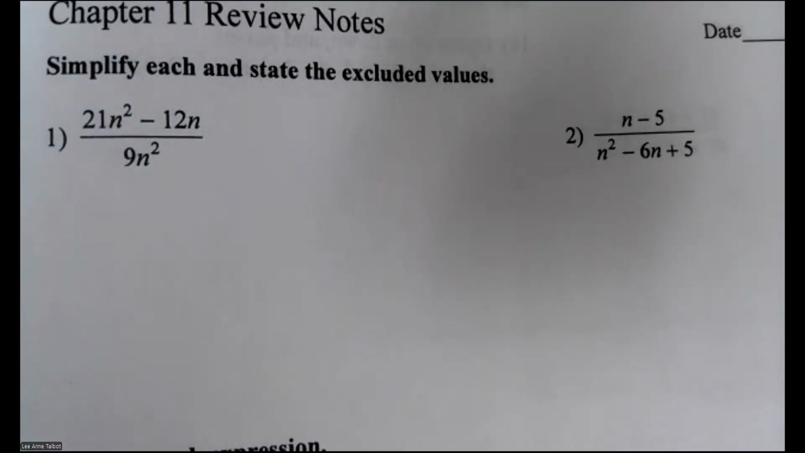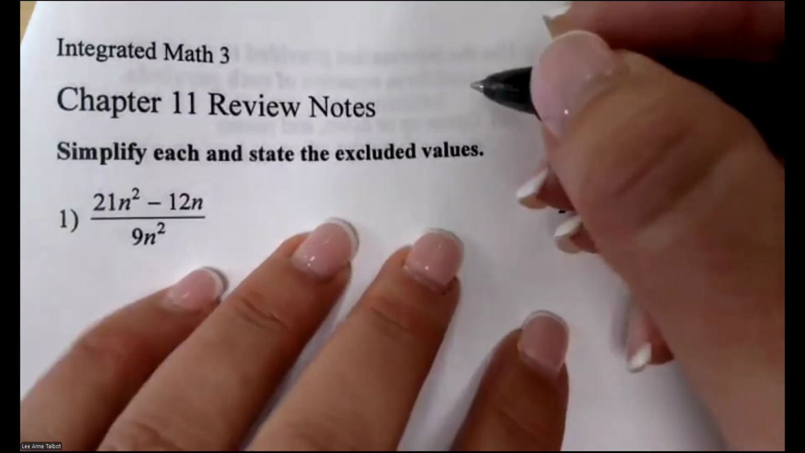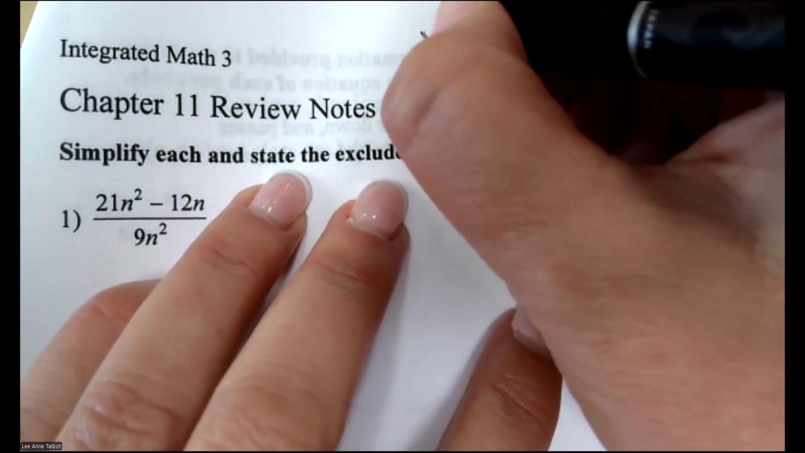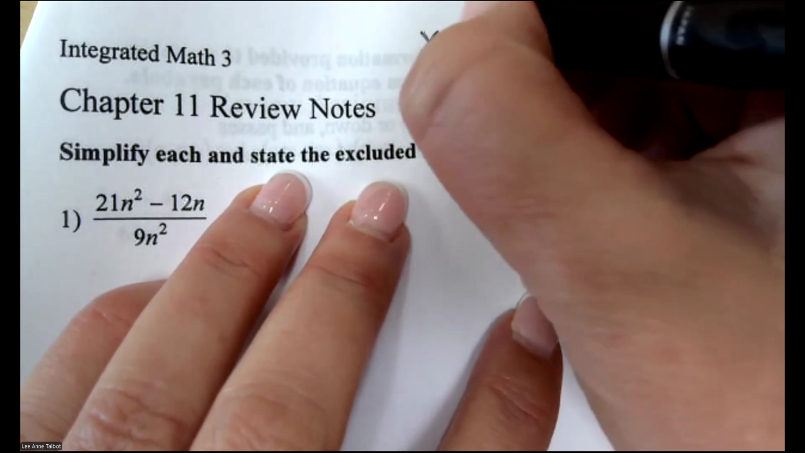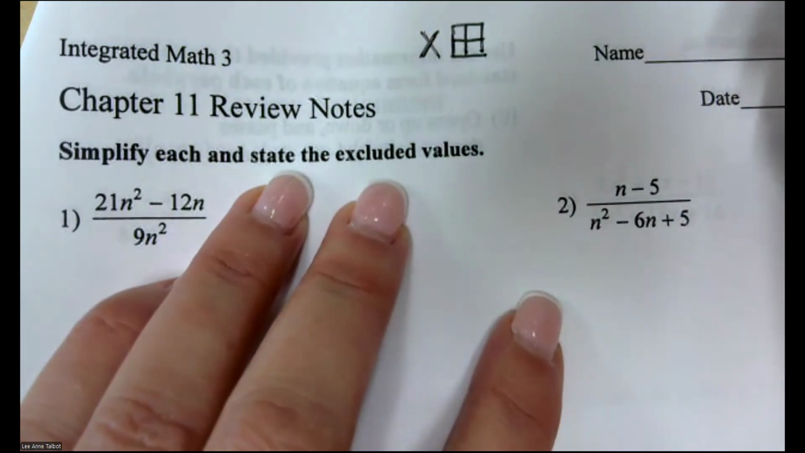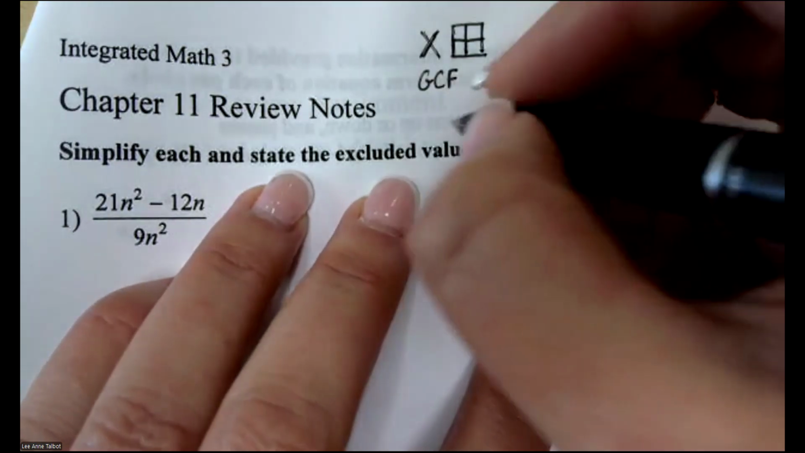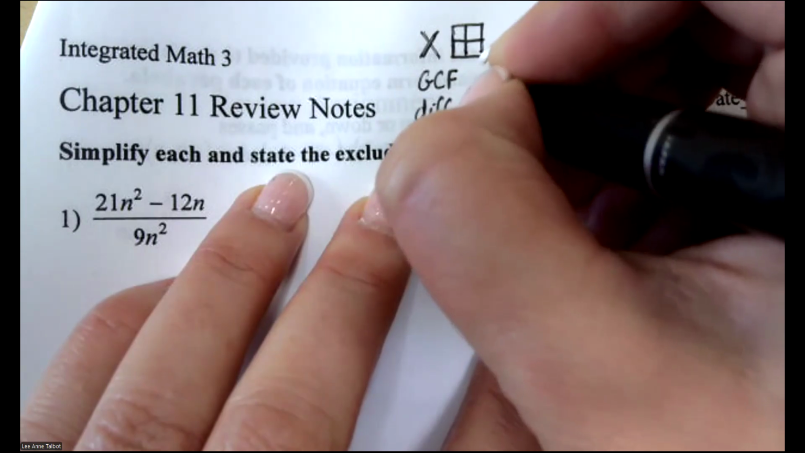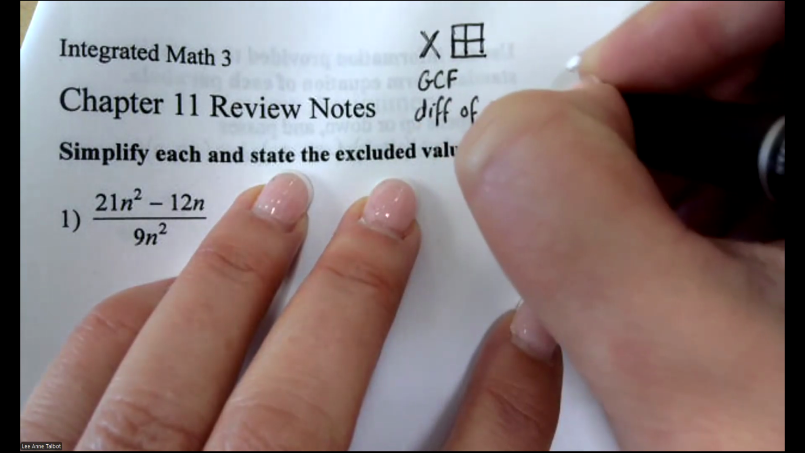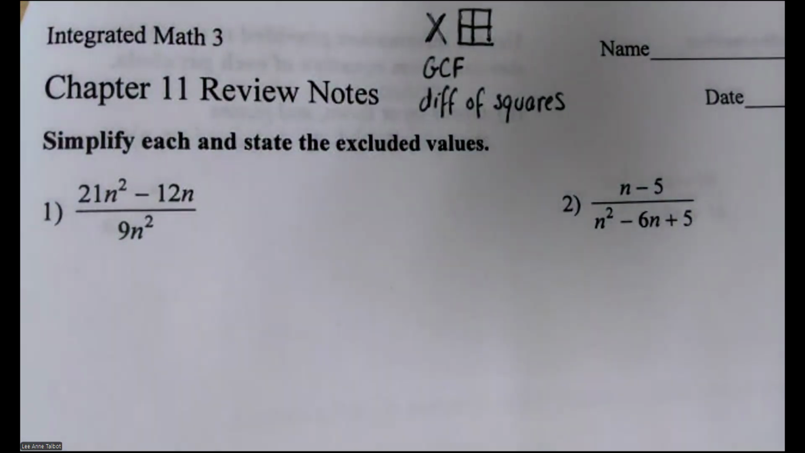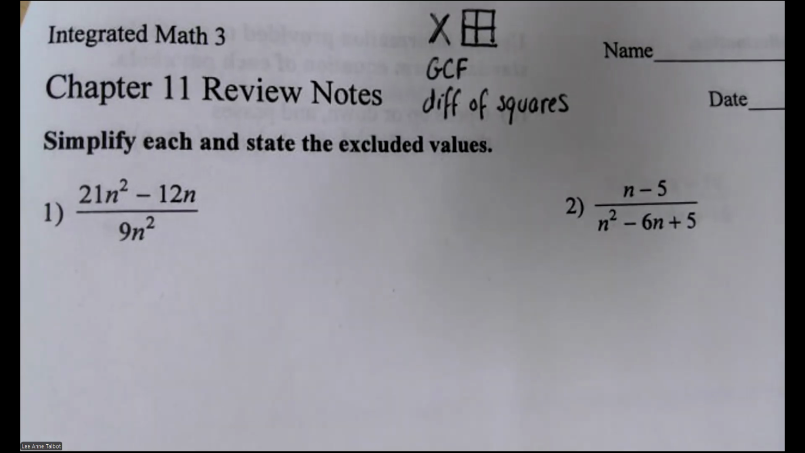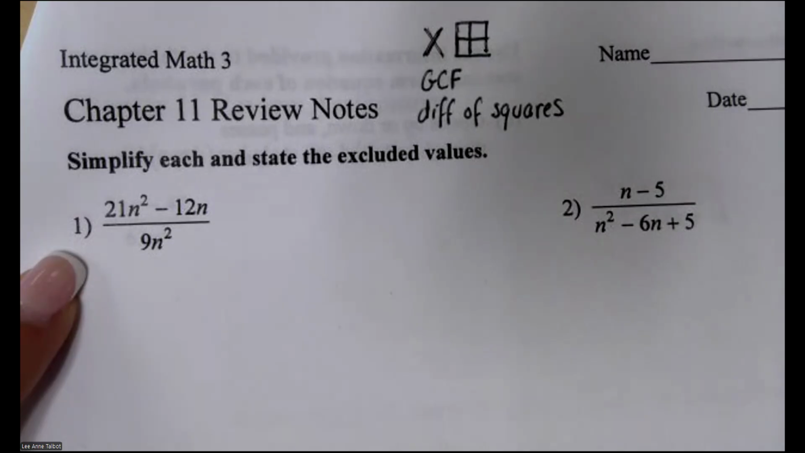All right, so starting with number one, and I want to put a note at the top that we are keeping our eye out for box and diamond, GCF, and difference of squares. Those are the three different types of factoring we should have in the front of our mind as we're going through these problems. They're all going to appear on this page at least once.